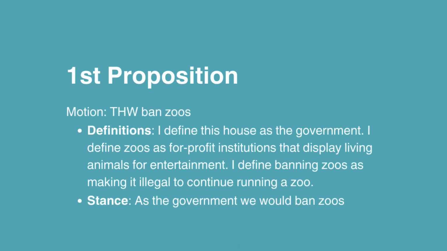Here's an example of a model for the motion, "This house would ban zoos." I define this house as the government. I define zoos as for-profit institutions that display living animals for entertainment. I define banning zoos as making it illegal to continue running a zoo. Our stance is that we would ban zoos.